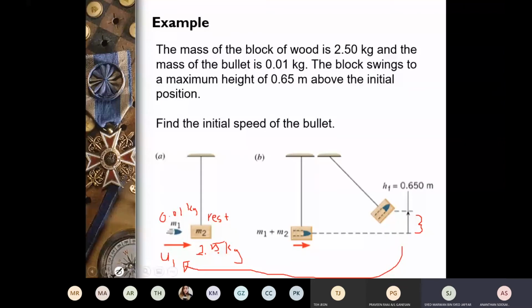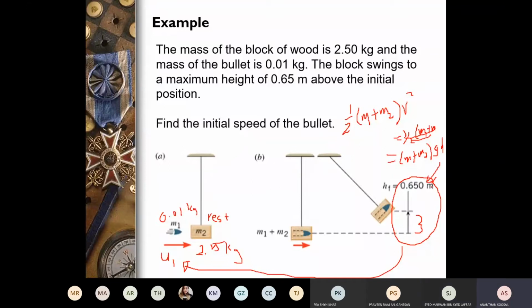Anyone? So how to find the initial velocity of the bullet? Any idea? Conservation of energy. Yes, use conservation of energy. The kinetic energy changes to potential energy. So half (M1 plus M2) V squared should equal, not half, should be (M1 plus M2) gh. H is 0.65. So use conservation of energy and you find the V. V is the velocity at which these two bodies move together.